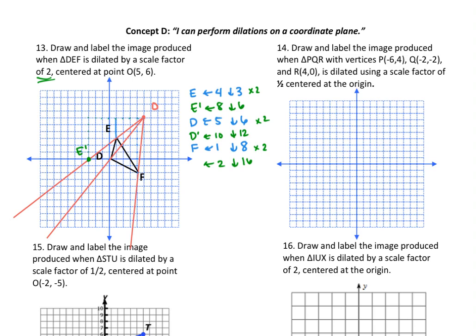And then now D, I'm going to go left 10. So 1, 2, 3, 4, 5, 6, 7, 8, 9, 10. And then I'm going to go down 12. 1, 2, 3, 4, 5, 6, 7, 8, 9, 10, 11, 12. So there's D prime. And then F prime, I'm going to go left 2 and down 16. So 1, 2, and then I'm going to go down 16. 1, 2, 3, 4, 5, 6, 7, 8, 9, 10, 11, 12, 13, 14, 15, 16. So there's F prime.